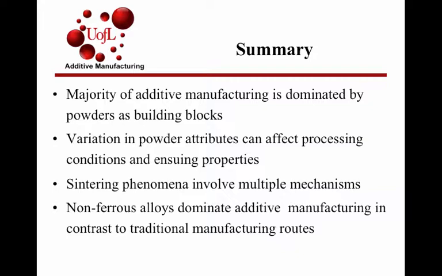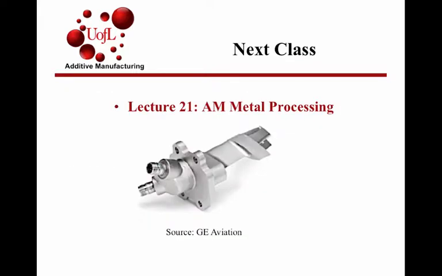A few stainless and tool steels and a lot of non-ferrous alloys dominate additive manufacturing, in contrast to ferrous alloys dominating traditional manufacturing routes. In the next class, we will talk about a few metal processing methods, and here's an example of a component made by GE Aviation.